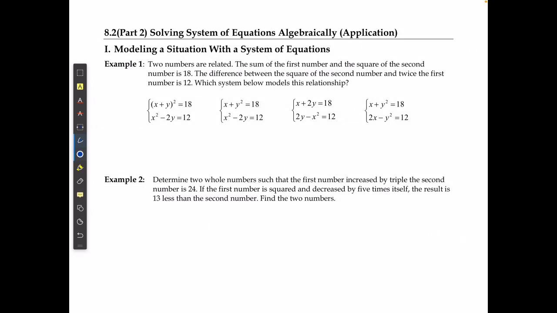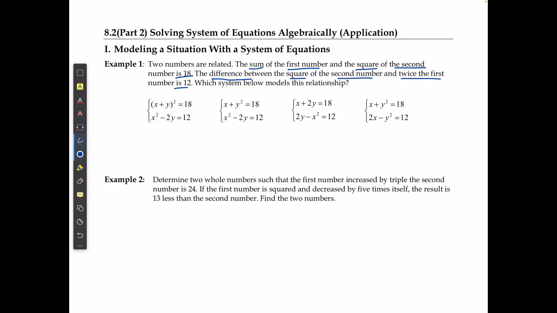For this last lesson, we're going to look at the applications for solving systems of equations. So, for the first example, two numbers are related. The sum of the first number and the square of the second number is 18. The difference between the square of the second number and twice the first number is 12. Which system models this relationship?